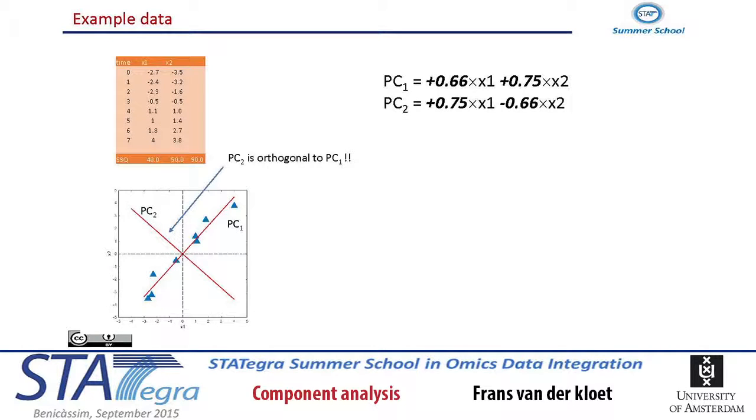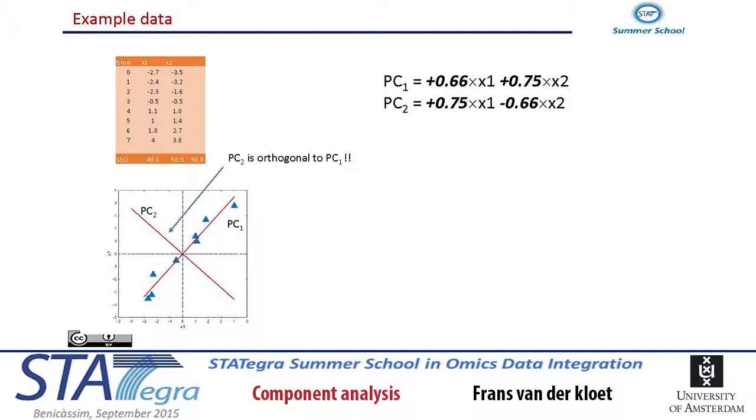If I go to some example data, again it's an easy one. I've got here two variables which I've mean centered. What I did is to show you how the variance is calculated or captured by the component. First of all, I draw the first component, which is PC1.